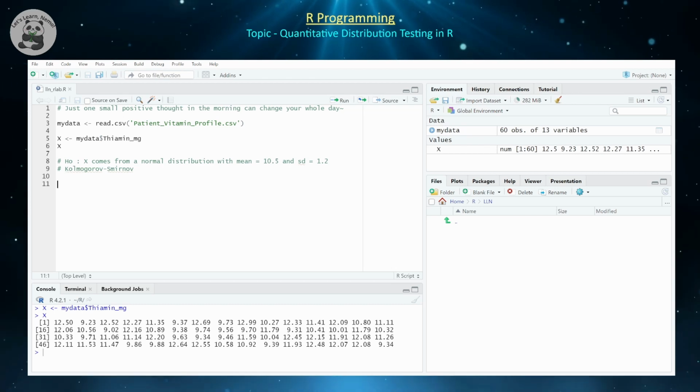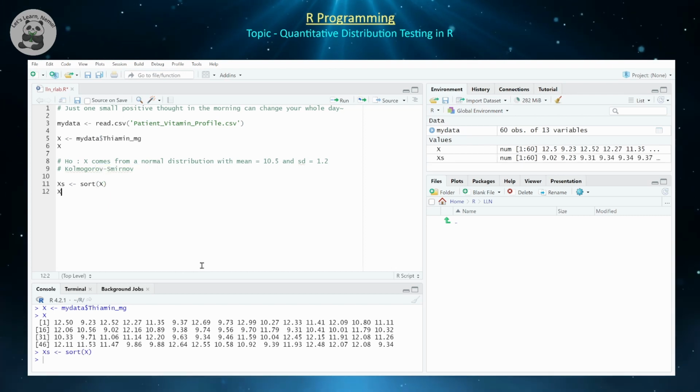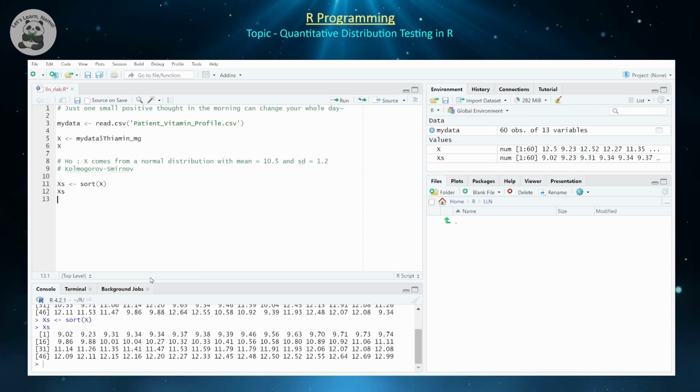So the first thing that you definitely want to do is to sort this data set from least to greatest. As you can see, we have 12, 9, 12, 12, 11, 9, which is definitely not from least to greatest. So I'm going to be creating a set called XS, which is going to be the sorted vector X, and we can easily do that in R by doing sort of X. That's going to sort that data set from least to greatest, so 9.82 is the minimum, 12.99 is the maximum in milligrams for our thiamine levels.